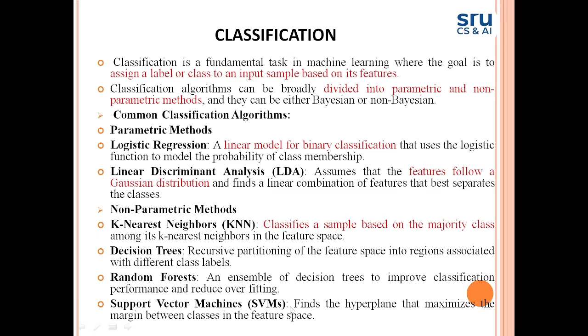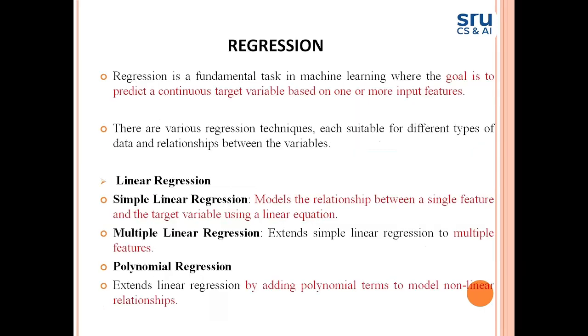Support vector machines: it finds a hyperplane that maximizes the margin between classes in the feature space. Next, we are having regression. It is used in machine learning where the goal is to predict a continuous target variable based on one or more input features. There are various types of regression techniques which are suitable for different types of data and relationships between the variables. First one, say, linear regression.